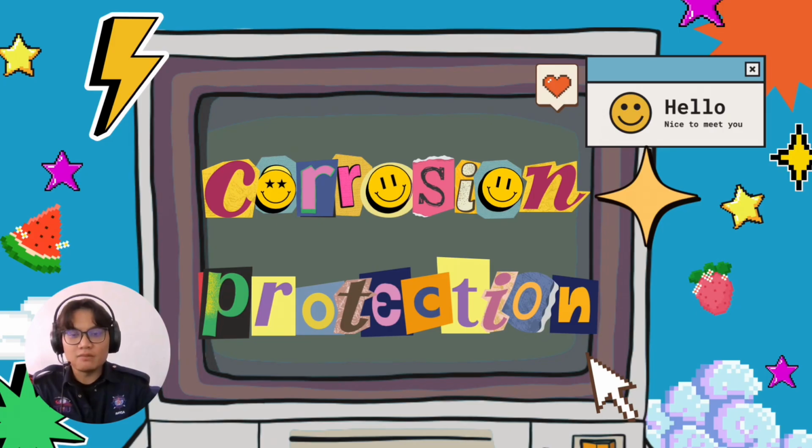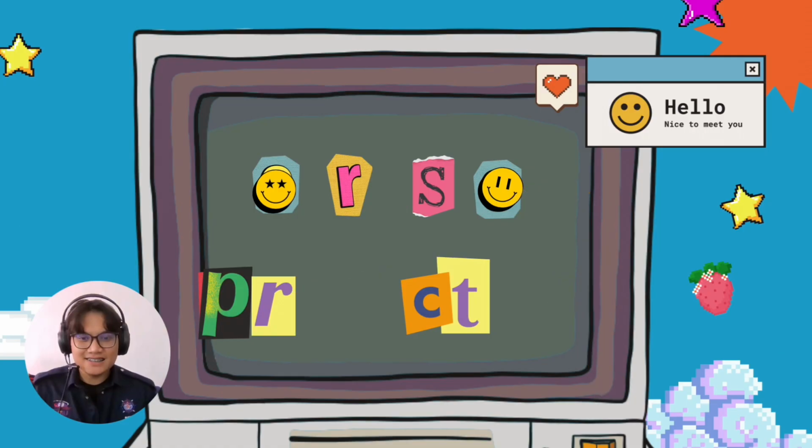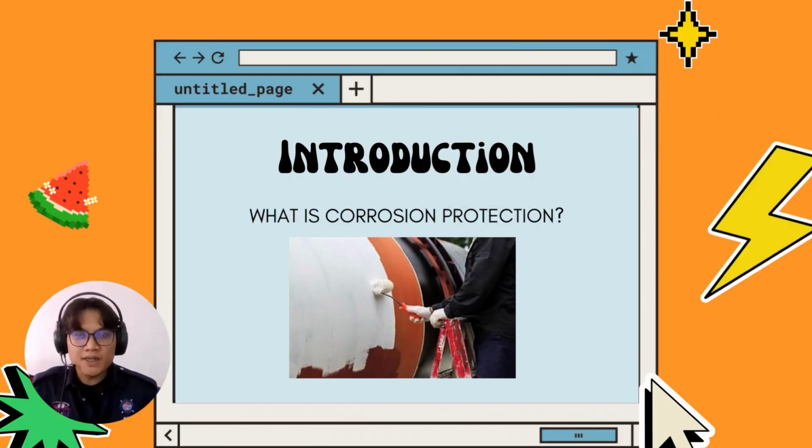S71742, and today I'm going to talk about corrosion protection and what type of corrosion protection that I choose to explain. So, what is corrosion protection?